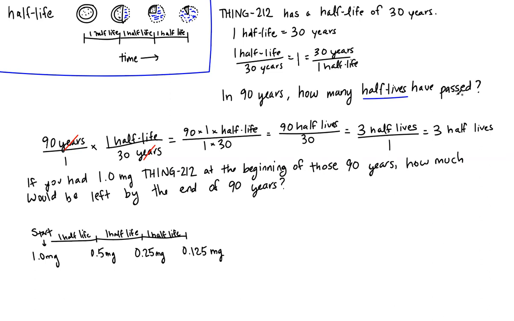And so this is actually our final answer. Our original question was how many half-lives have passed? And our final question asked, if you had 1 milligram at the beginning of that 90 years, how many would you have by the end of the 90 years? And we used our knowledge of half-lives to calculate that. So the answer is 0.125 milligrams of thing 212. Okay, so let's put a box around all of that, and we are done with this example.